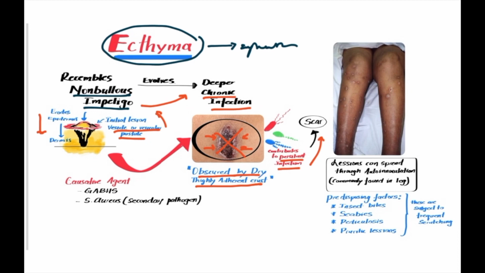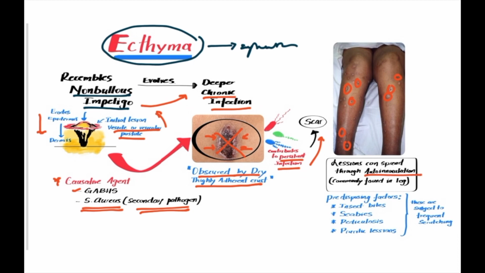So what are the causative agents of this ecthyma? Primarily caused by group A beta hemolytic streptococcus. And Staphylococcus aureus also can cause it, but as a secondary pathogen. You can see in this picture, there are multiple lesions in the skin. This formation of multiple lesions is commonly seen in ecthyma. Why? Through a phenomenon called autoinoculation.